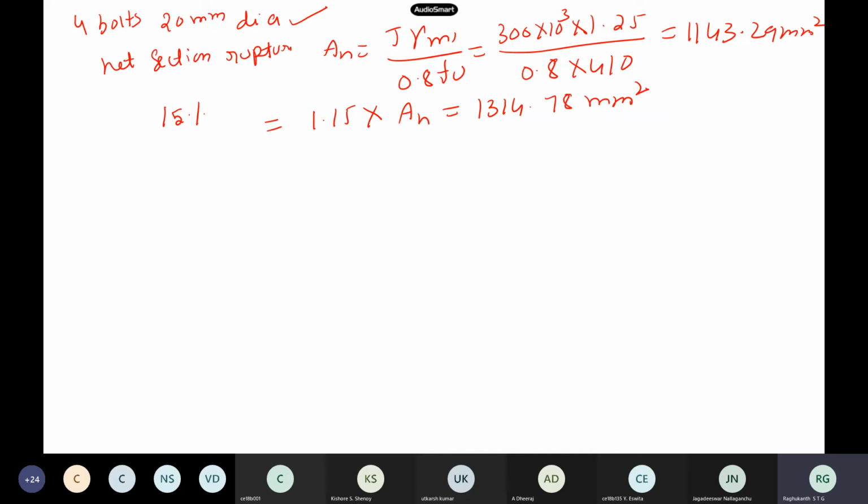So here we are just tentatively taking 15%. Now the gross area, this also we have to calculate from the other expression: T times gamma times M naught, by F of Y. So this turns out to be 1320 mm square. So this is the gross area. Now which is the higher?